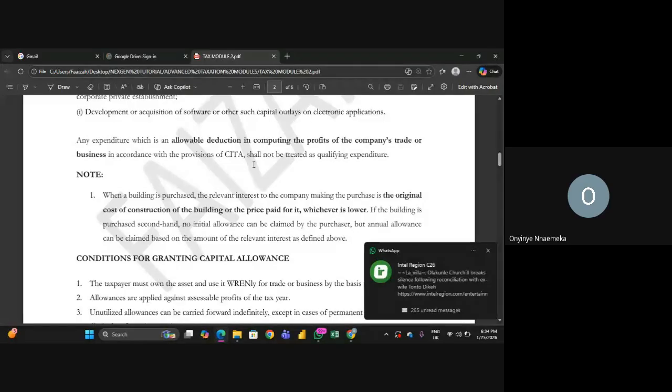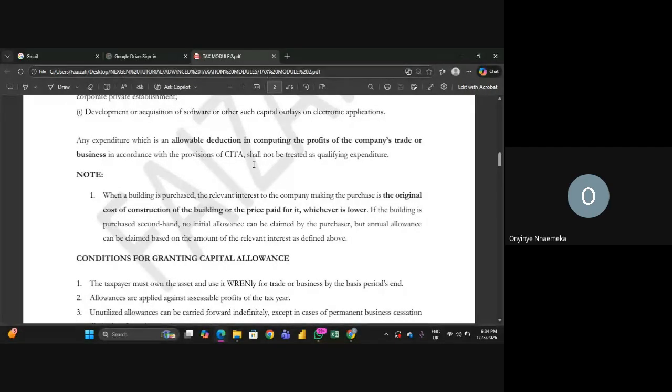What the tax authority is trying to do here is that if you are stupid enough to overpay for the building, that's your loss. Because if you overpay, they will consider the original price of constructing the building. That's why they're saying whichever is lower. If they spent 5 million in constructing that building and you bought the building for 6 million, that's your loss, because we pick the lower of the two, which is the 5 million that they used to construct the building. And that's what your capital allowance computation is going to be based on. I don't know if you get it. Please, do we get that?